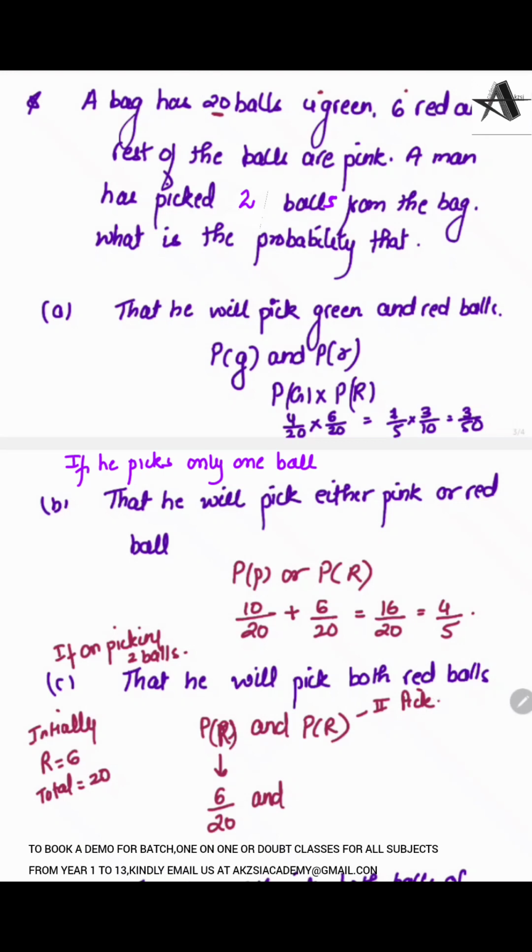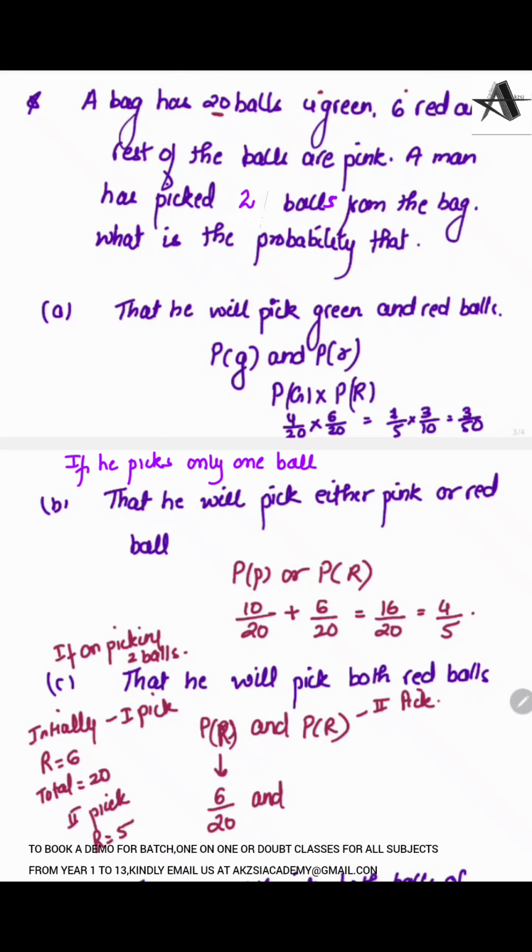Now when he is picking the second time, how many red balls are there? This is initially, that is the first pick. In the second pick, how many red balls are remaining? He has already picked one red ball. So the number of red balls remaining is now 5. That you have to understand.